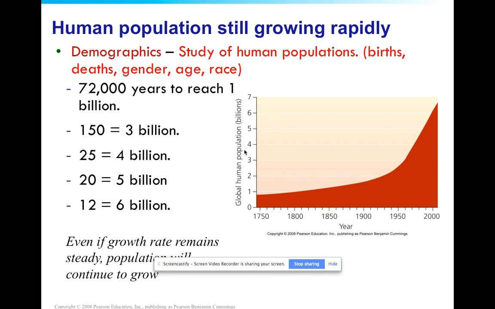Demographics is the word we use to say that we're studying the human population. And you'll see that it took us a very, very long time to reach 1 billion. We saw this in the video that we watched also. But then every billion after that, it took less and less time to get to. And the trend is going to continue as long as we're doing this exponential growth. So even if our growth rate is remaining steady, our population is still going to continue to grow because there are so many people already.